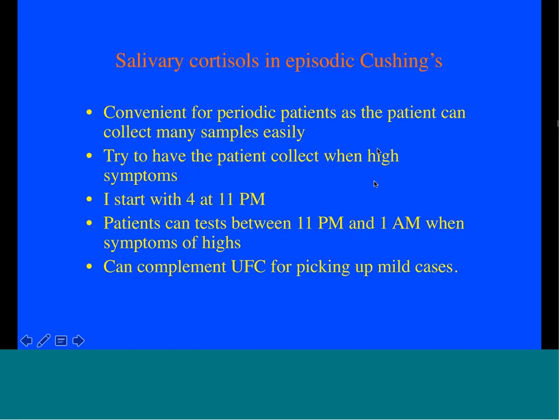Now, salivary cortisols have become somewhat of the test of choice in episodic Cushing's. It's convenient for patients because they can collect many samples easier. I try to have the patient collect when they have high symptoms. I usually start with 4 11 p.m. salivary cortisols. Patients can test anywhere between 11 p.m. and 1 a.m. when they have symptoms of high cortisol. And these can complement urinary free cortisol for picking up mild cases.